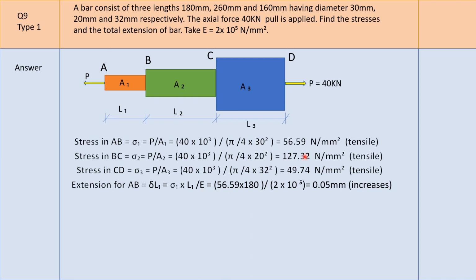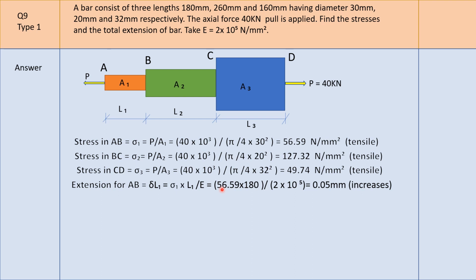Now sigma 1, take it from here, sigma 1 which we have calculated 56.59, substitute the value 56.59. Length L1, this is the first length given in the problem, 180 mm, so substitute it as 180, divided by the E given is 2 into 10 raised to 5. This is how you substitute the values in the formula. Put the bracket in the numerator as well as in the denominator.